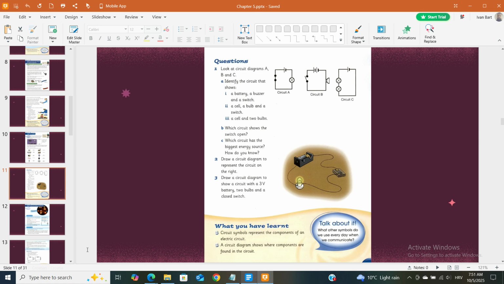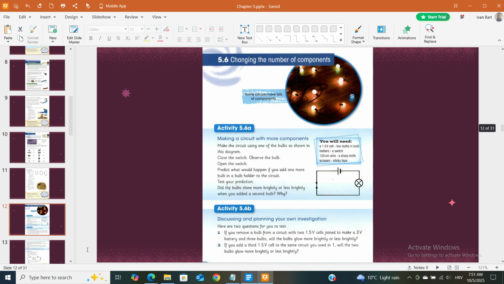What you have learnt. Circuit symbols represent the components of an electric circuit. A circuit diagram shows where components are found in the circuit. Talk about it. What other symbols do we use every day when we communicate?